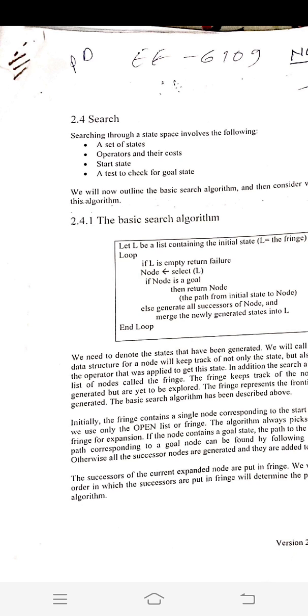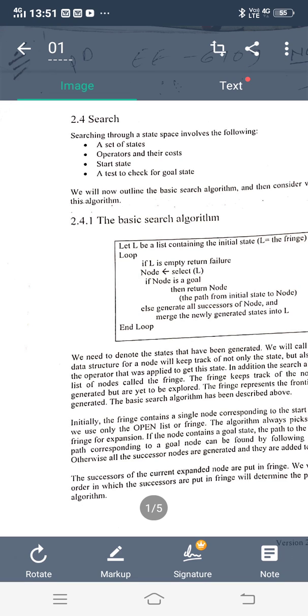And the third one is the start state. From which state will we start? In the last example, we started from the initial state. Now the last point of the search parameters is a test to check the goal state. That means we have to check whether we have reached the goal or not. When the goal is reached, then we can terminate the search.